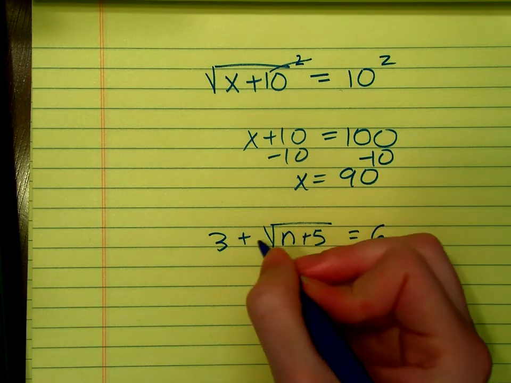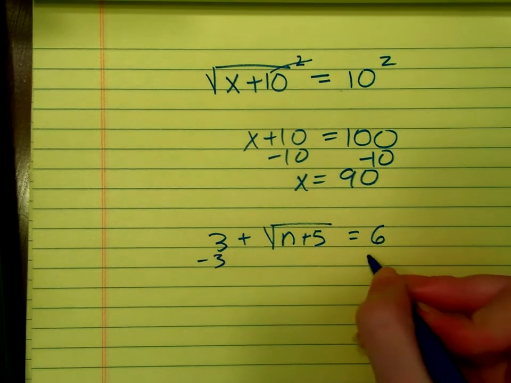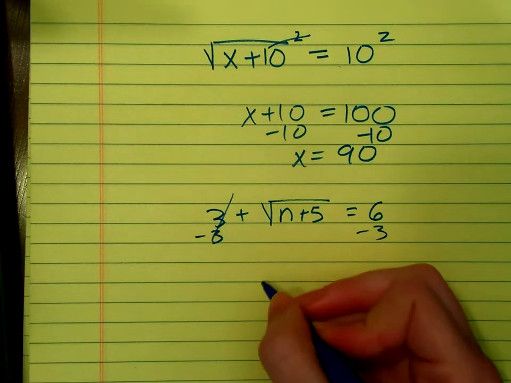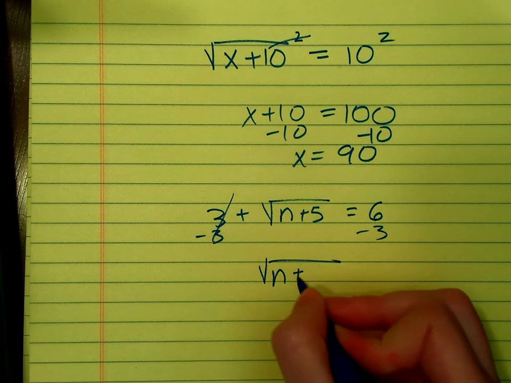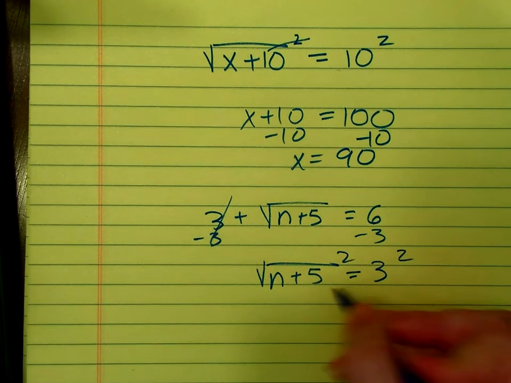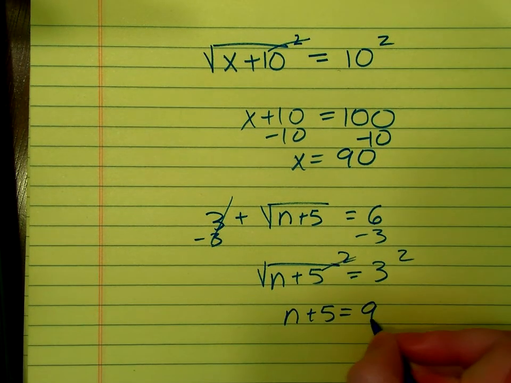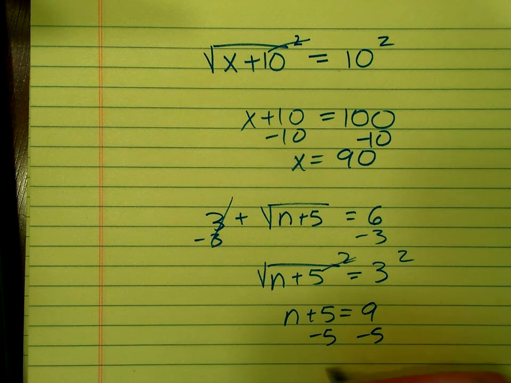Let's say I have 3 plus the square root of n plus 5 equals 6. Like I've got to get the square root by itself first before I start just squaring both sides. So subtract 3 from both sides. I'm left with n plus 5 underneath a root equals 3. Now you can square both sides. I've got n plus 5 equals 9. Then subtract 5. I've got n equals 4.